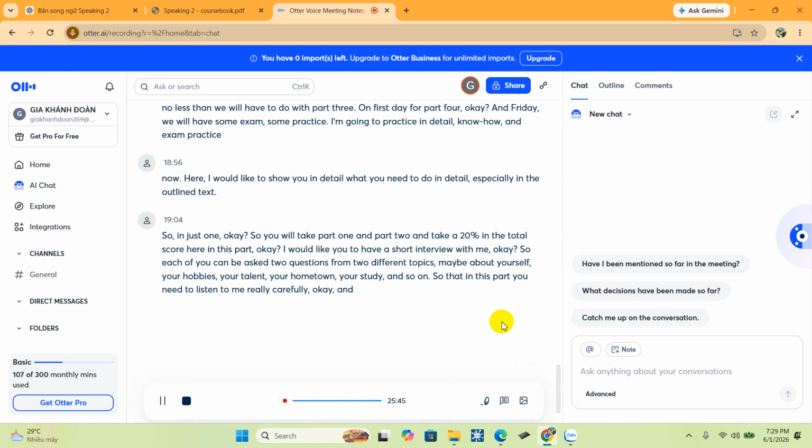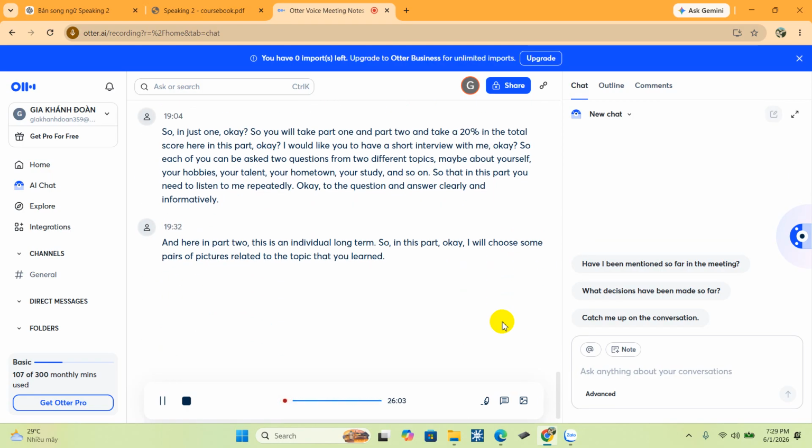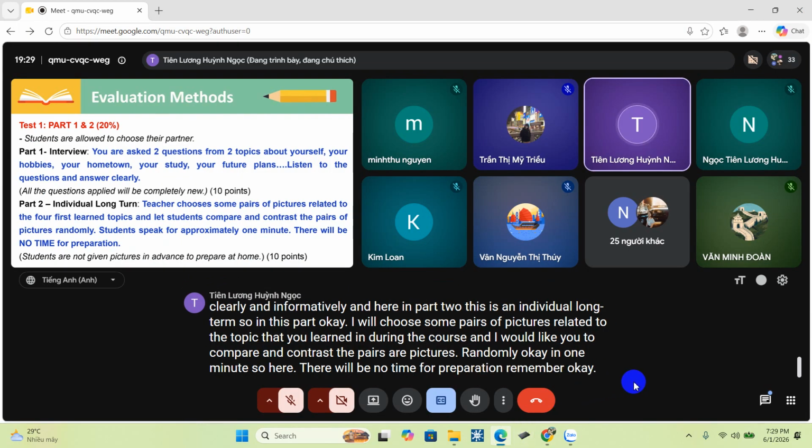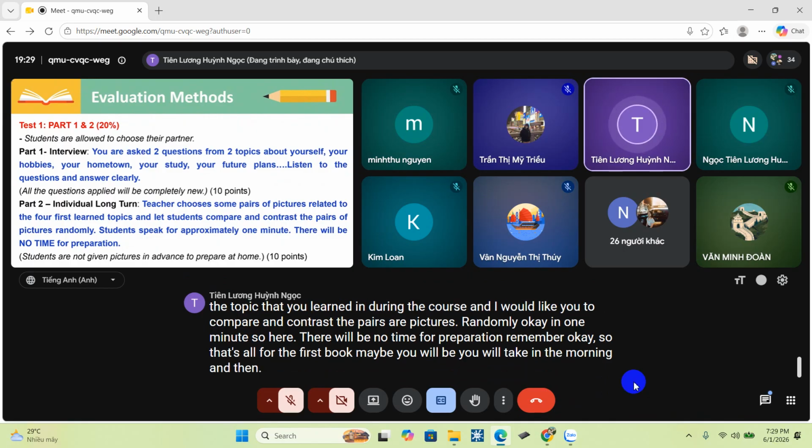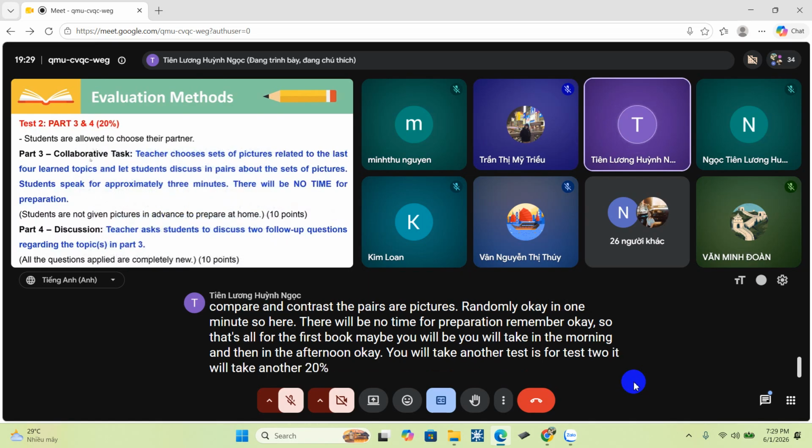And in part two, this is an individual long turn. In this part, I will choose some pairs of pictures related to the topics that you learned during the course, and I would like you to compare and contrast the pairs of pictures randomly in 1 minute. There will be no time for preparation, remember. So that's all for the first part. Maybe you will take it in the morning, and then in the afternoon you will take another test. It's test two. It will take another 20% of the total score.